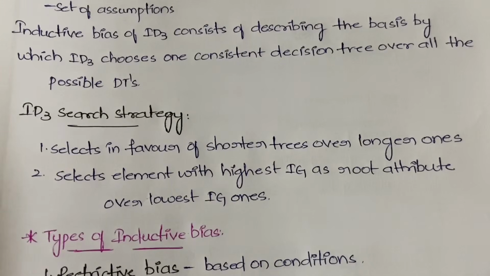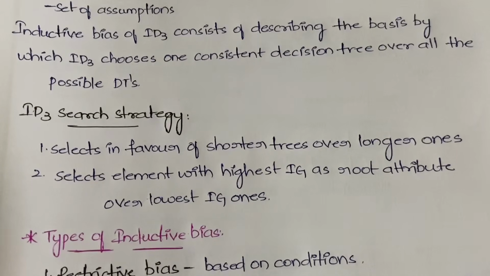Whatever training examples we have to fit within the decision trees, it will always search for the shorter tree, right? That is the first strategy of the decision tree: the shortest possible tree, and it should also accommodate all the examples which we have.